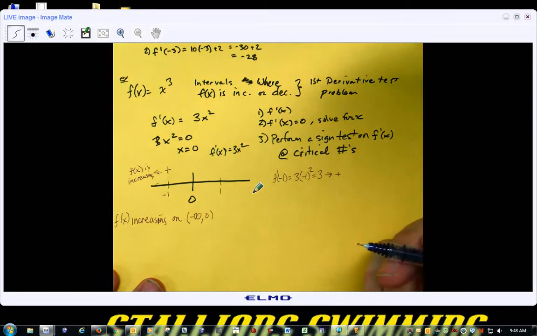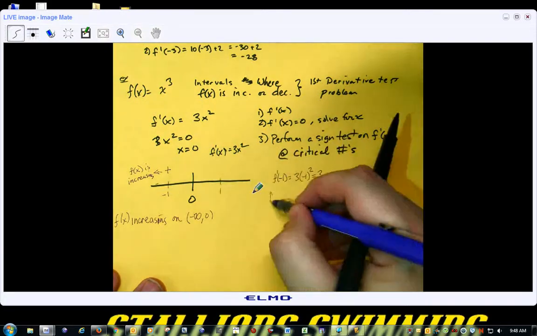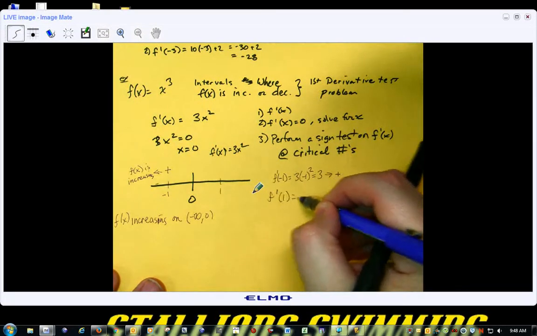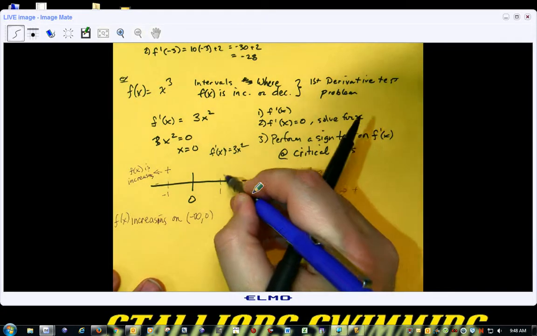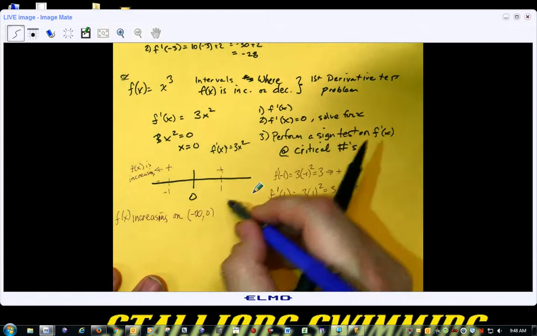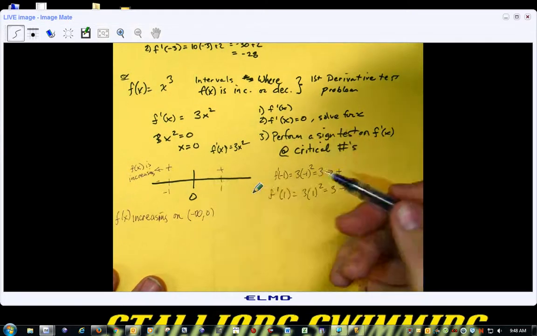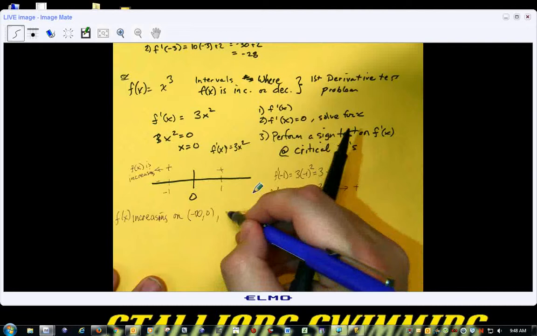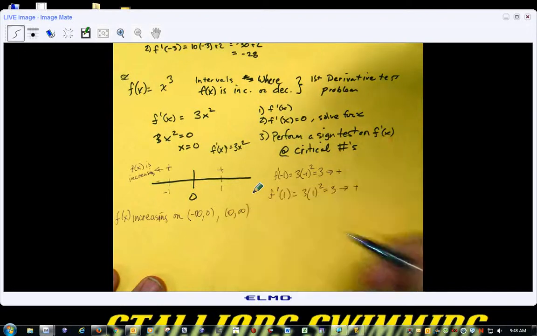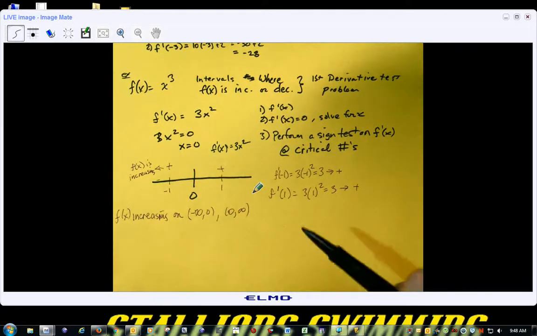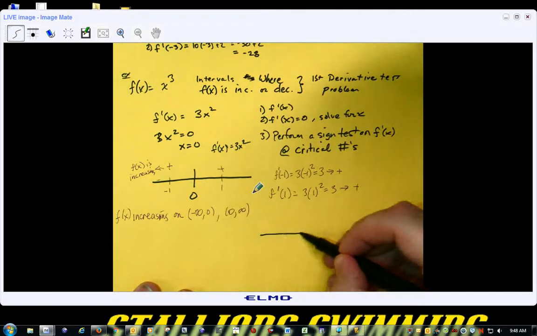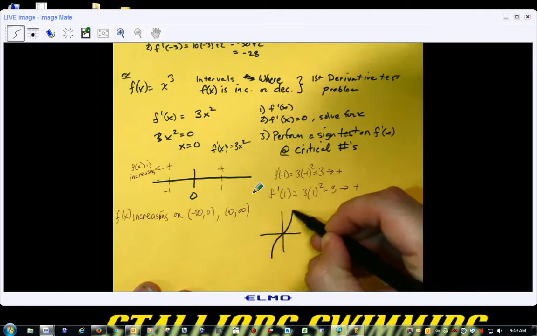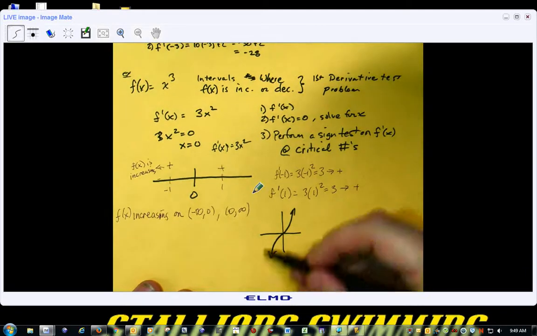Now, take a look at the next one. F prime at 1, we get 3 times 1 quantity squared, which ended up being the 3, which is positive there. Now, what does it tell me it's doing from 0 to infinity? It's still increasing there. So there's no interval where it's decreasing. And the original was a cubic function, which does this anyway, right? So it's increasing on the entire domain.